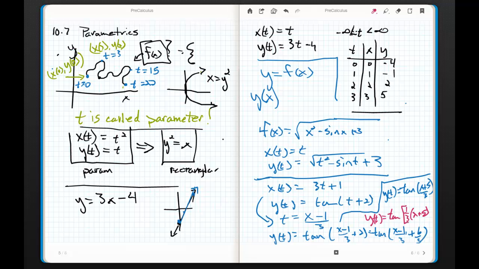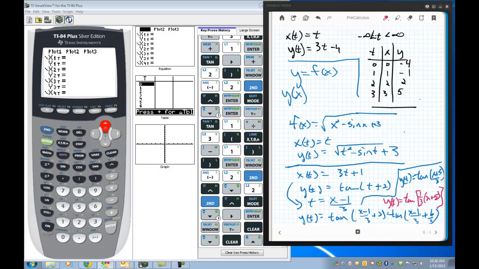Now, think about what goes on there. What's happening here? That changes the period from pi to 3 pi, and this is a horizontal shift left of 5. All right, now let's see how that plays out with our calculator. Look at that. That's in perfect position.